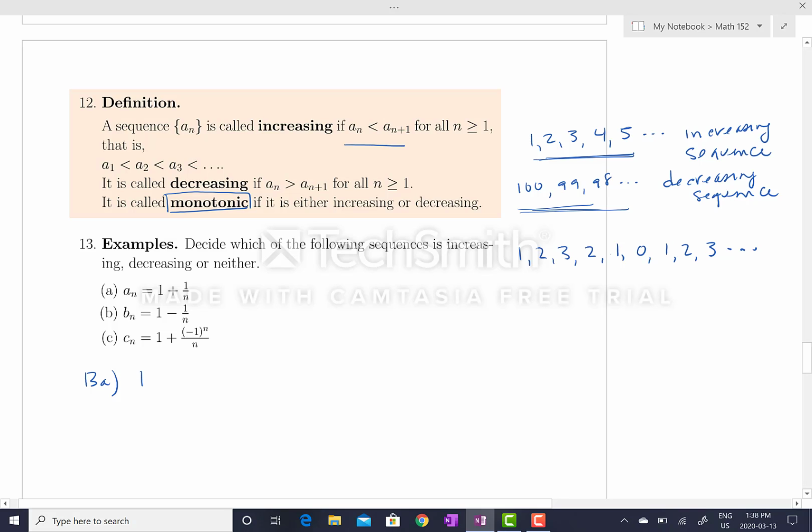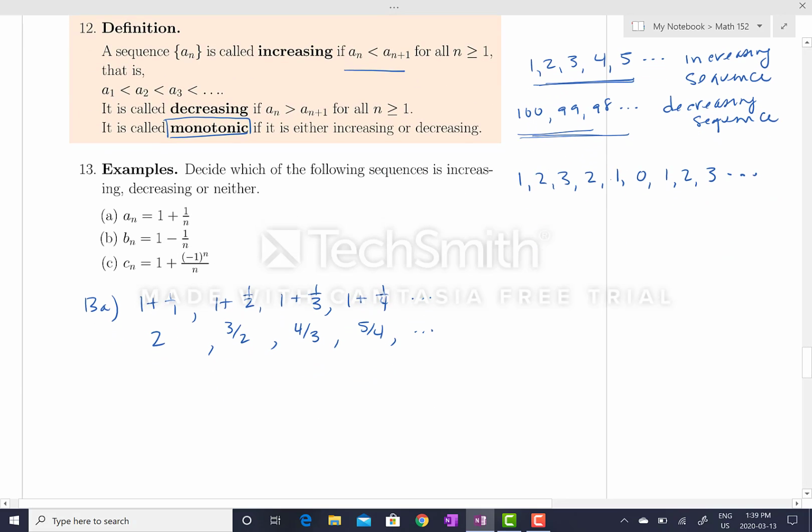Let us take a look at the terms. We have 1 plus 1 over 1, 1 plus 1 over 2, 1 plus 1 over 3, 1 plus 1 over 4, etc. It keeps going. Let us do the arithmetic here. We get 2, and we get 3 halves, and then 4 thirds, and then 5 quarters, etc. And it is indeed decreasing. We can see this, but we're going to be a little bit more sophisticated in our analysis, but for now, let us just say we can notice a_(n+1) less than a_n, and then we conclude it's decreasing.